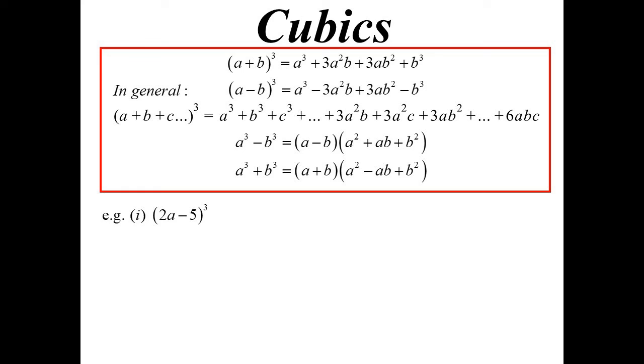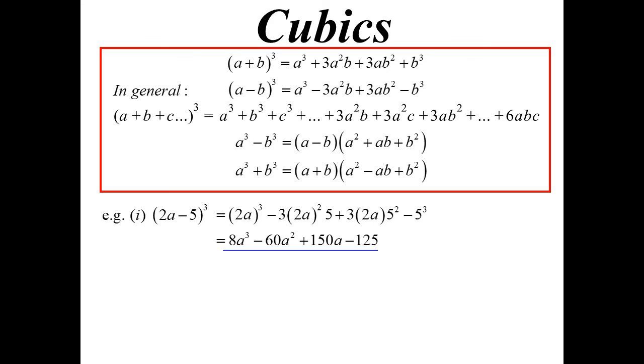So, expanding out (2a minus 5) cubed. Once again, you might not write all that out, but that's the pattern. There's the 1, 3, 3, 1. Powers going down by 1, powers going up by 1, and so on. Expand it all out, there is our answer.